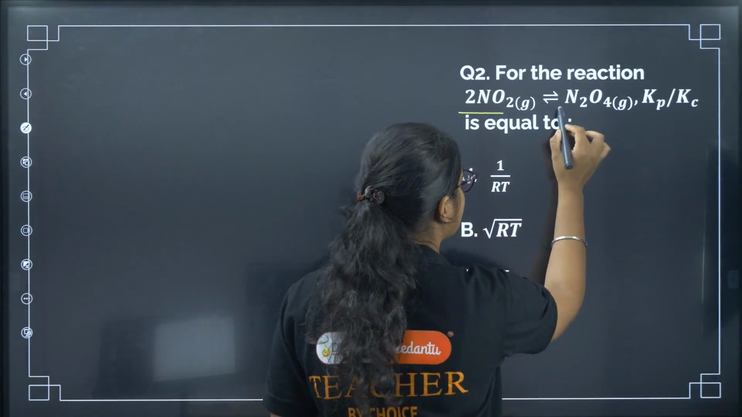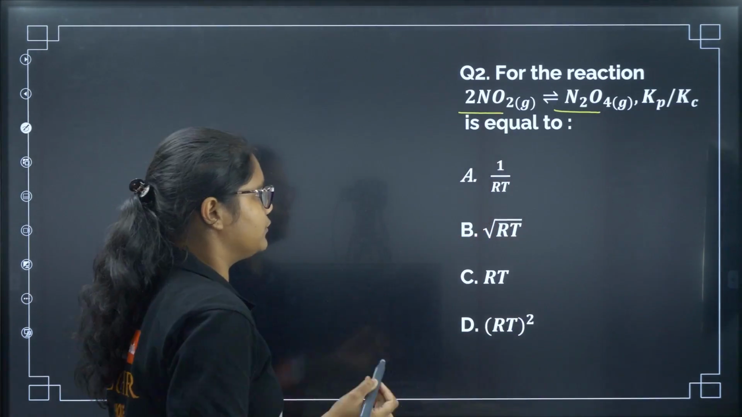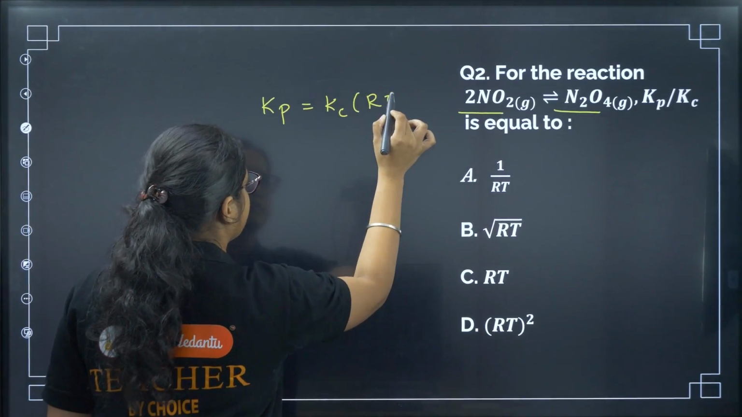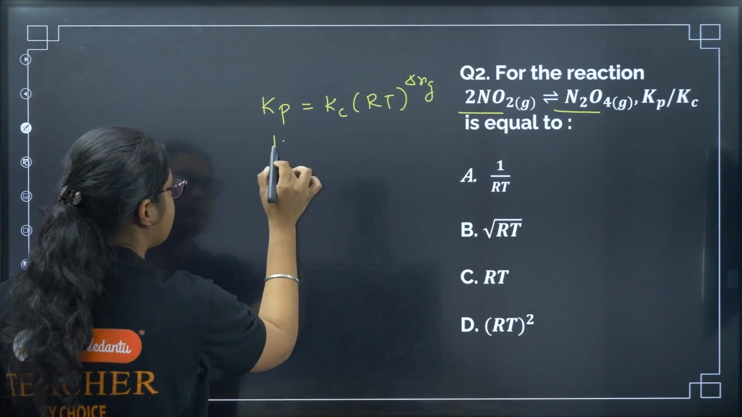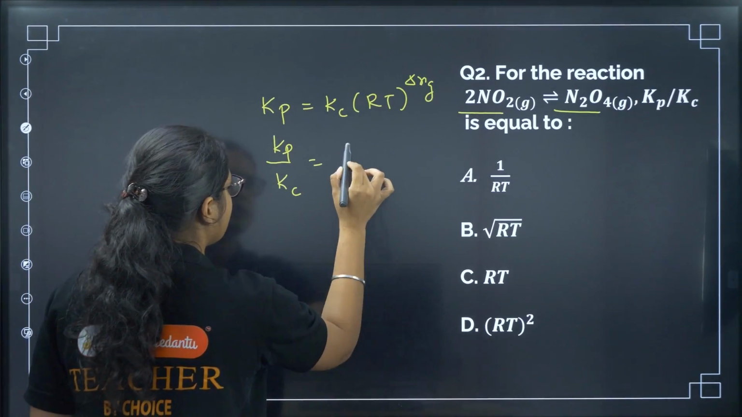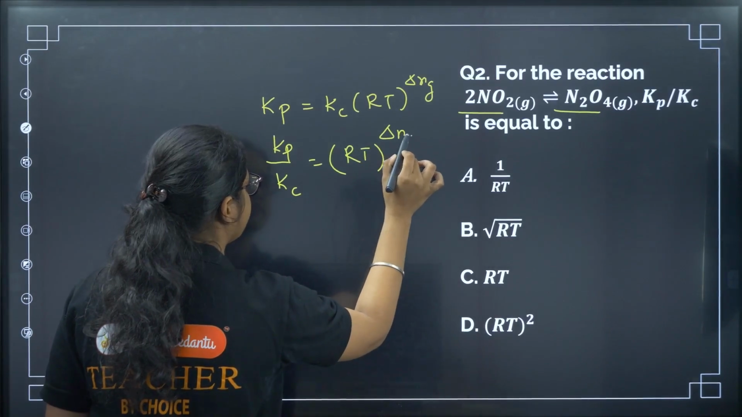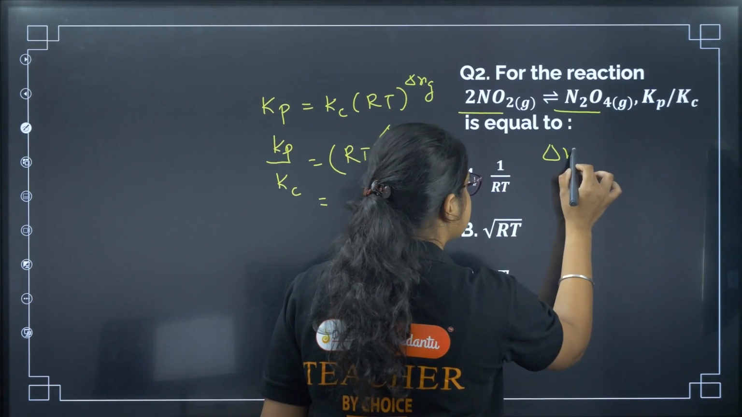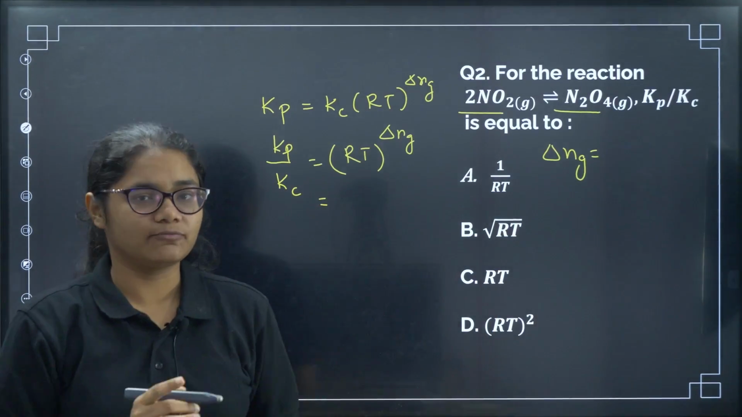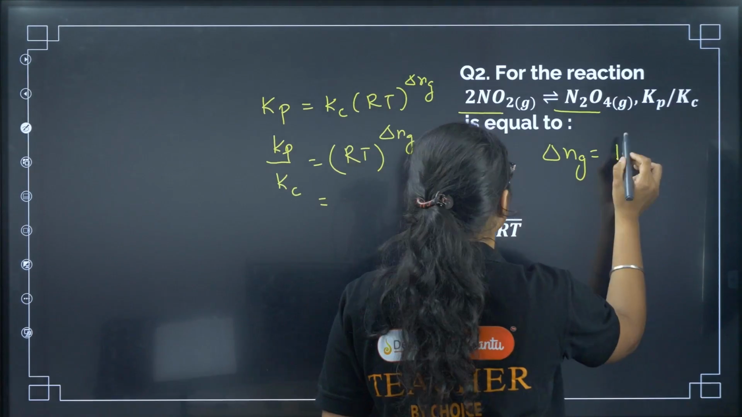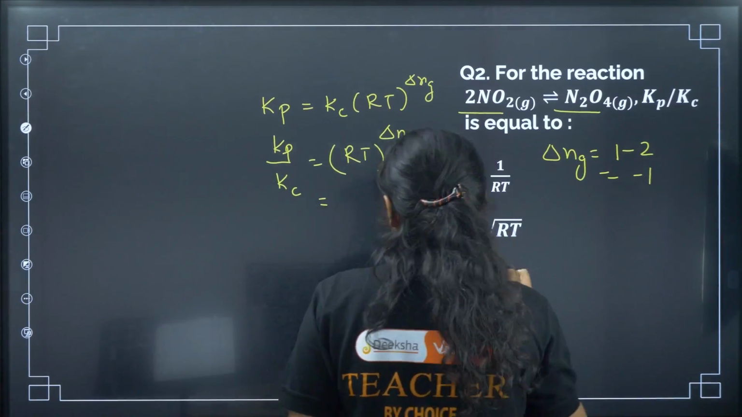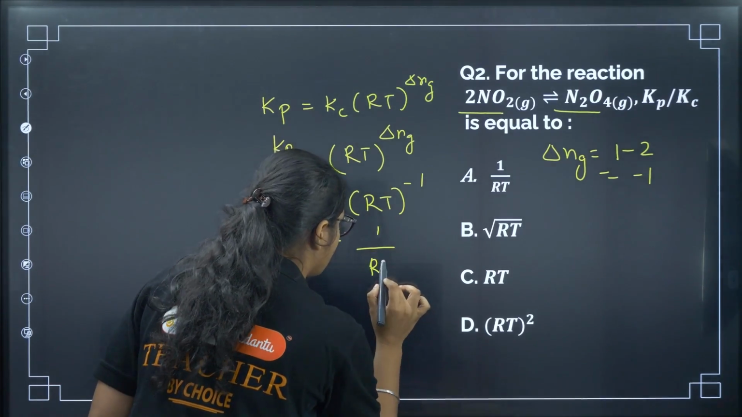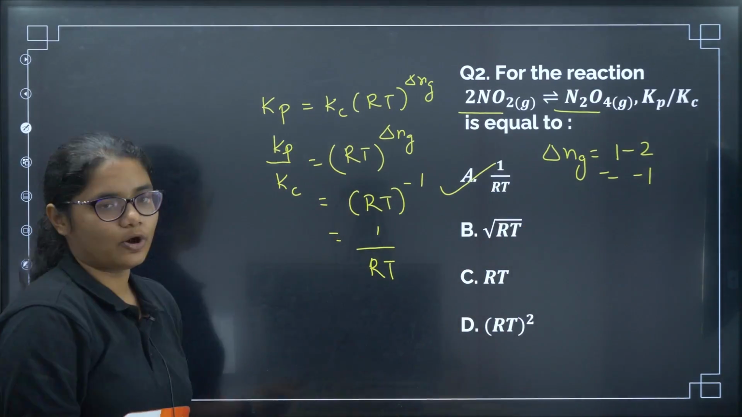For the reaction 2NO2 gives N2O4, Kp by Kc is equal to? We have the formula Kp is equal to Kc into RT to the power of delta Ng. Now Kp by Kc will be equal to RT to the power of delta Ng. What is the value of delta Ng? Delta Ng is the number of moles of gaseous products minus the number of moles of gaseous reactants. Products are 1 and reactant is 2, so 1 minus 2 is minus 1. So I can substitute RT to the power of minus 1, that is equal to 1 by RT. So the correct answer for this question is option A.